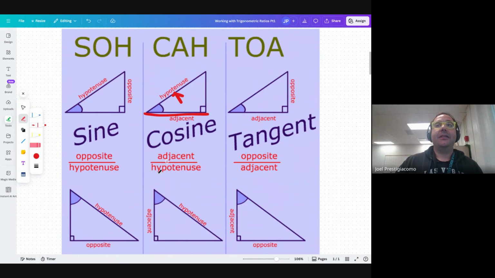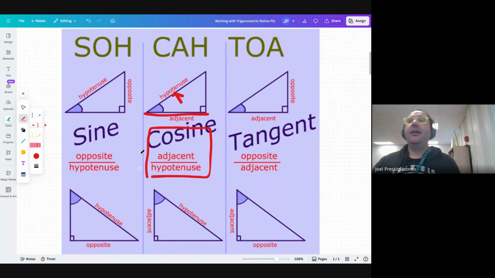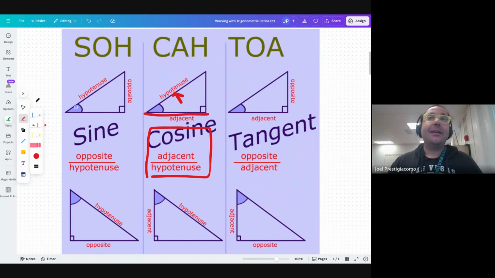Again, it's the side opposite 90. So we do that fraction: the adjacent side divided by the hypotenuse. So pretty similar to sine, right? They're both fractions and they both divide by the hypotenuse. The difference is the side length they use as the numerator.